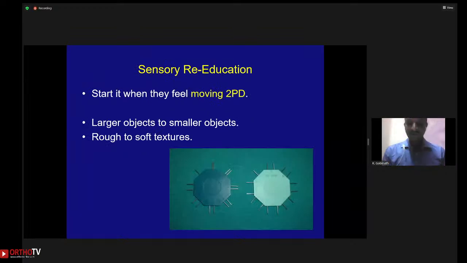Whatever the replant level is, whether it's a fingertip or up to the axilla level, sensory has to play the main role. Even with a fingertip zone 1 replantation, there will be no motor loss, but there will surely be a sensory deficit. Once the patient reaches the stage of PD, 2-point discrimination, we have to start sensory re-education. Sensory re-education is started from larger objects to smaller objects, and the textures we use should go from rough textures to soft textures.